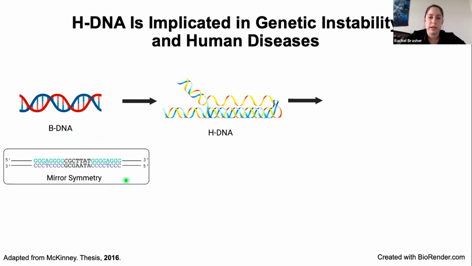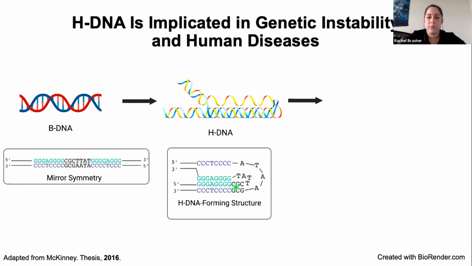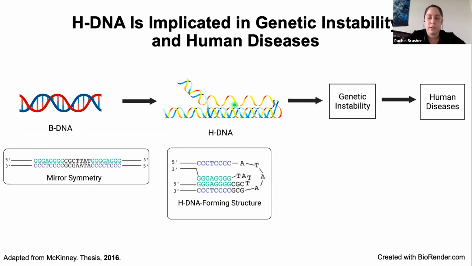H-DNA is a triple-stranded conformation that forms when one strand breaks apart and twists back, binding to the 2 other strands, forming a triple-stranded region here and an available single-stranded region here. So you can see here, this is the single-stranded region. Previous studies have determined that H-DNA is mutagenic, leading to genetic instability in human diseases such as cancer and neurodegenerative diseases.